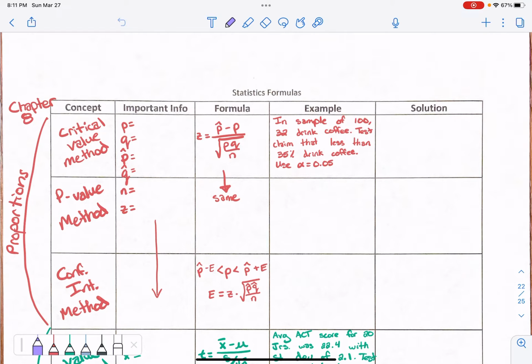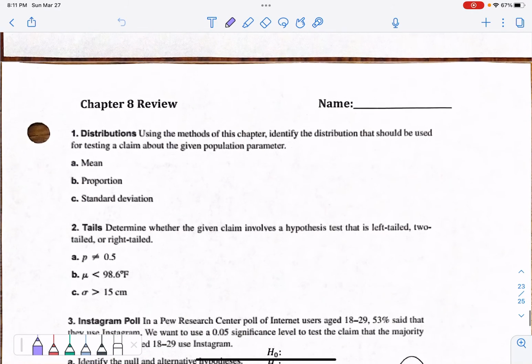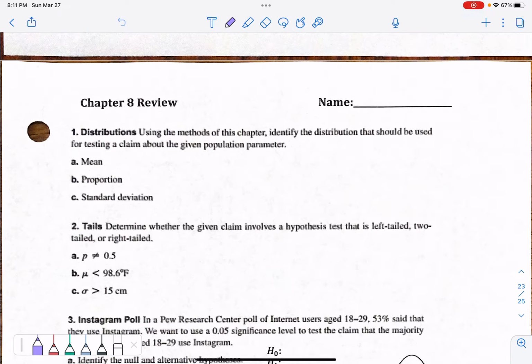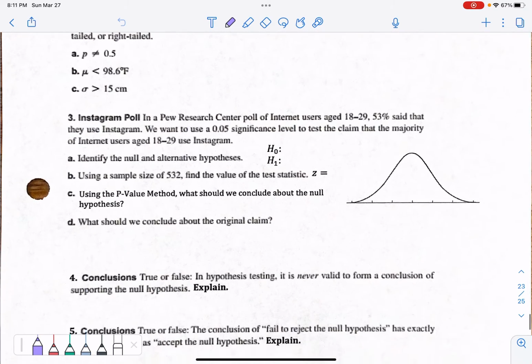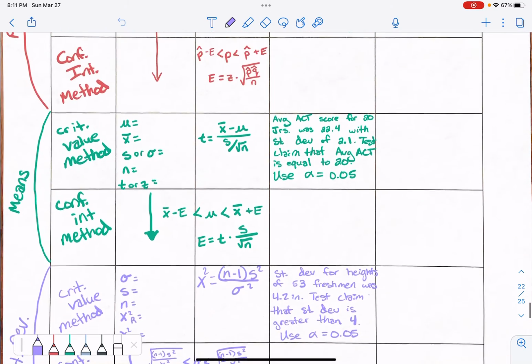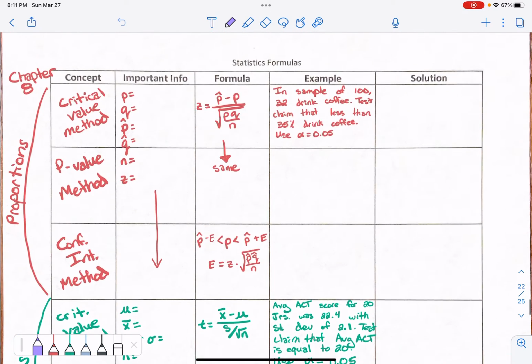But you should grab that from her, and then you should also have a chapter 8 review. So we're going to go through and fill out the yellow sheet, and then I'm going to give you just a couple problems on the review to do for tomorrow. And we'll go with that.